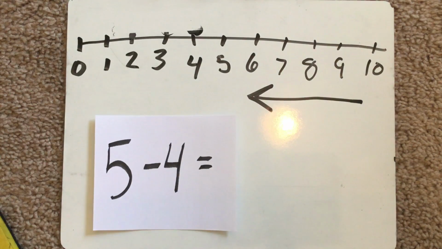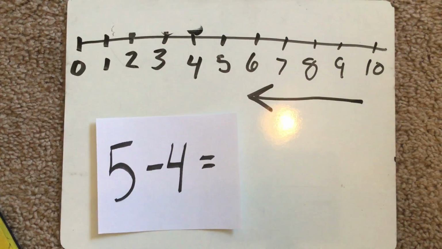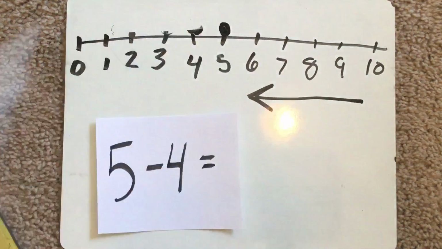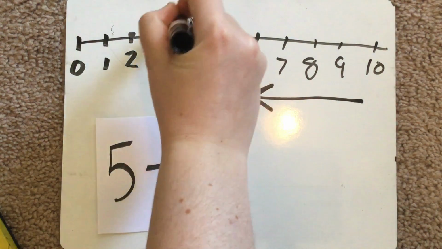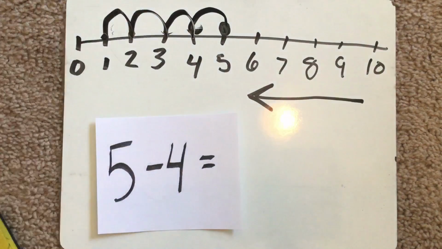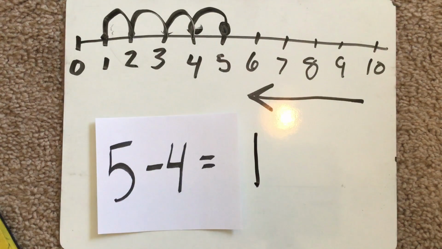Read that equation to me. 5 minus 4 equals. Where am I going to start on the number line? I'm going to start at 5. How many am I going to take away? I'm taking away 4. 1, 2, three, four. What number did I land on? I landed on one.